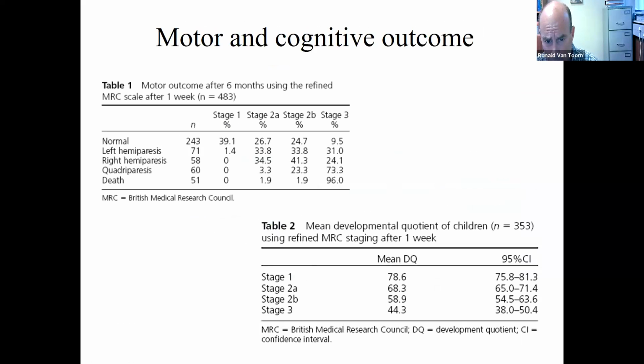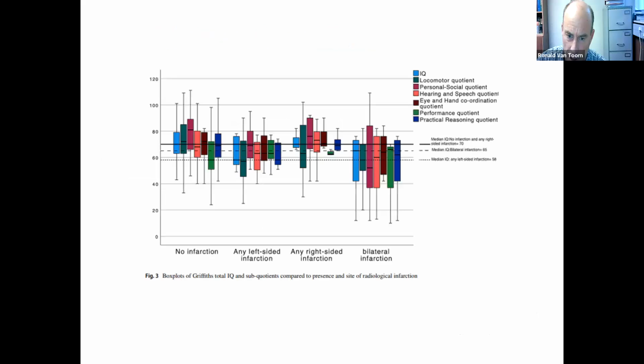What we found, and this is from my study, is obviously the earlier you diagnose, the better the outcome. And with regard to motor outcome, once you've got a patient who has stage 3 TBM, you've got a high risk of cerebral palsy and death as well. And a large percentage of patients will have quadriplegia. And the same applies to the IQ. With every stage, the IQ drops. You will find that there's a drop in IQ of approximately 10 points. So it emphasizes, if you want to have a good outcome, diagnose early and treat aggressively.